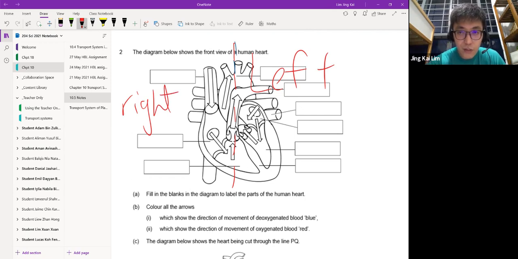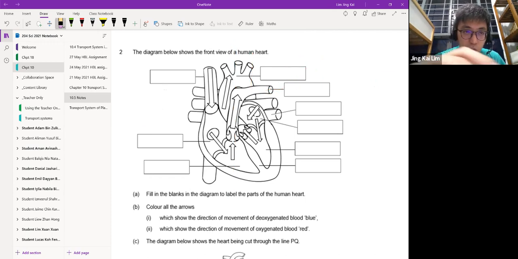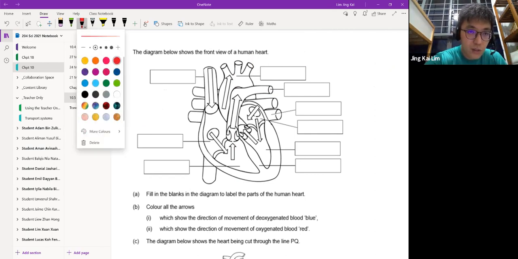Okay, so the left is over this side, the right is over this side. With that in mind, anything that is shown here is actually a mirror image. So you have to keep that in mind, otherwise it'll be very confusing later on. Okay, so let's start off here.